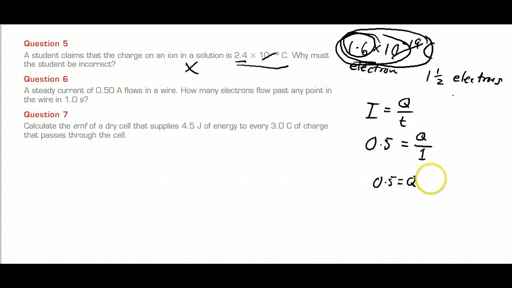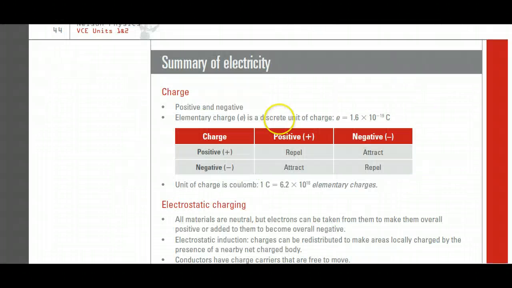Okay, so we know how much charge there is, but they want to know how many electrons. This Q here is measured in coulombs. If we've got time in seconds and current in amps, then the charge will be in coulombs, but they want to know how many electrons. So how many electrons are in a coulomb? We've got half a coulomb, so we just need half of whatever the number of electrons in a coulomb is. Let's go to the textbook, and we'll see that the unit of charge is coulomb, and 1 coulomb has 6.2 times 10 to the 18 elementary charges.